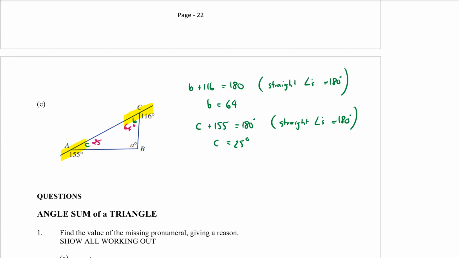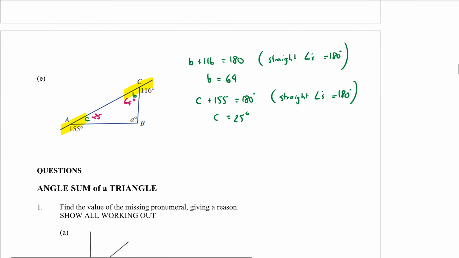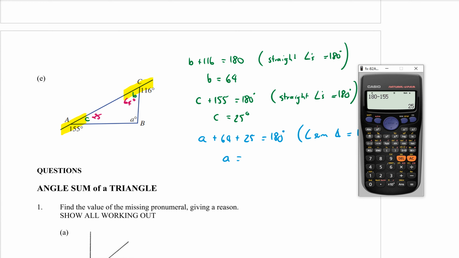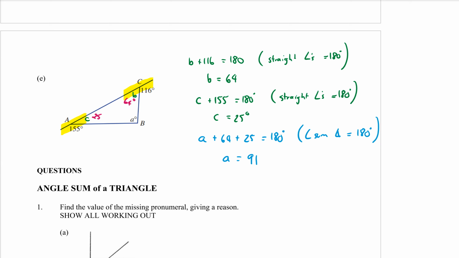Okay, we finally have enough information to work out the little a that we're after. So little a, using the triangle, A plus the 64 plus the 25 must equal 180 degrees because the angle sum of a triangle is equal to 180 degrees. And we type in 180, subtract the 64 and subtract the 25 to get 91 degrees for A.